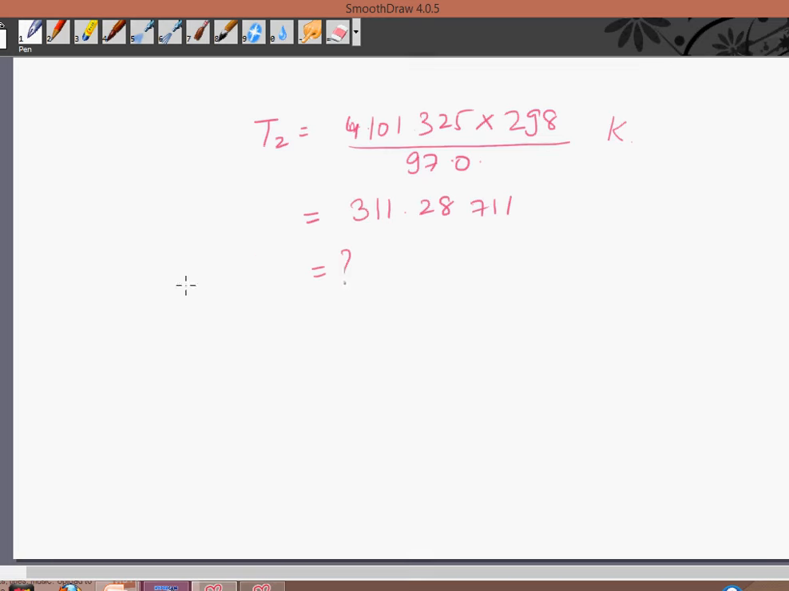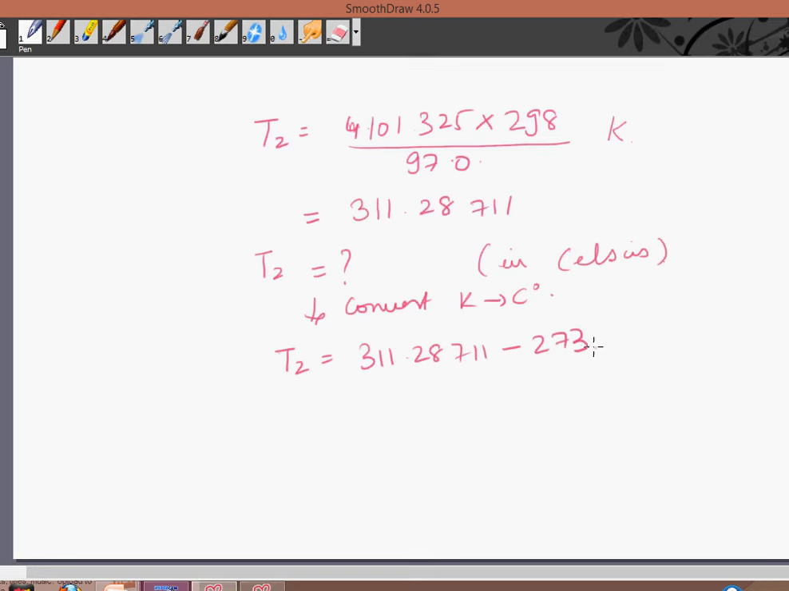Now what happened? Our question says that it has to be in Celsius, right? So we have to again convert Kelvin to centigrade. That is what we have to do. We have to subtract this much of amount from 273, which will come out to be 38.28 degrees centigrade. So this is the final answer.